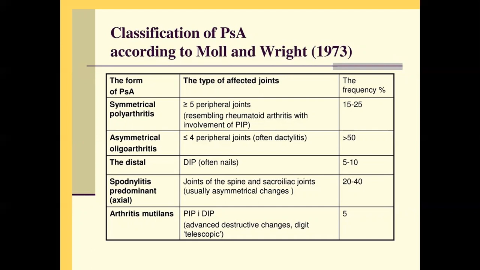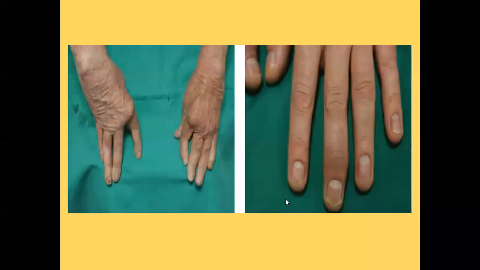Then a more typical feature of psoriatic arthritis is the involvement of the distal interphalangeal joint, but it is seen in only 5 to 10% of the patients. Spondylitis is predominantly axial, involving joints of the spine and sacroiliac joints, with usually asymmetrical changes, seen in 20 to 50% of the cases. Then arthritis mutilans is seen in proximal and distal interphalangeal joints, and bones of the fingers show telescopic changes, moving into one another. The first image is that of arthritis mutilans, the second is of distal interphalangeal arthritis.